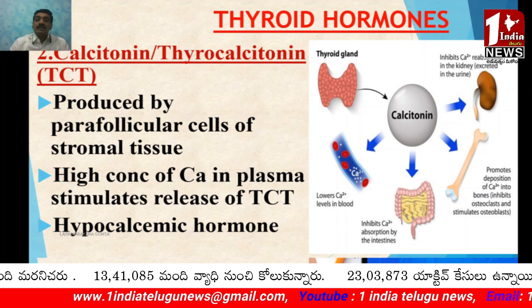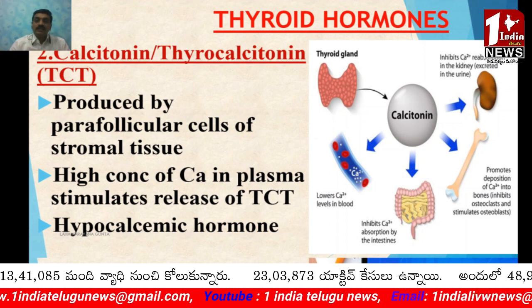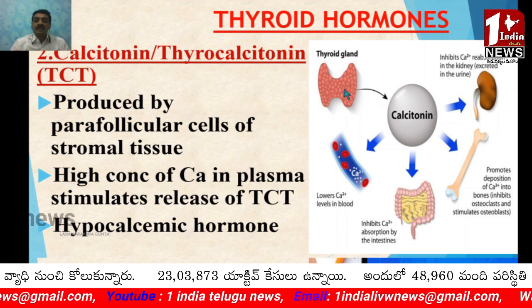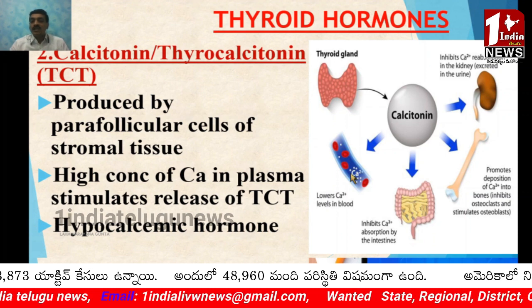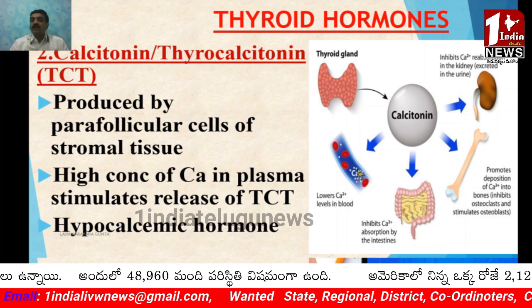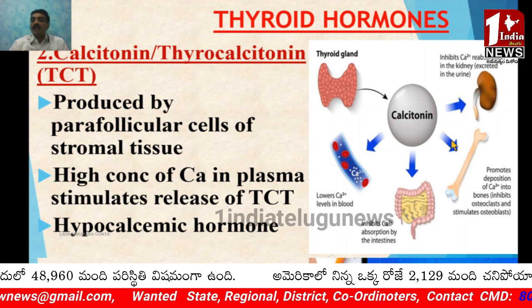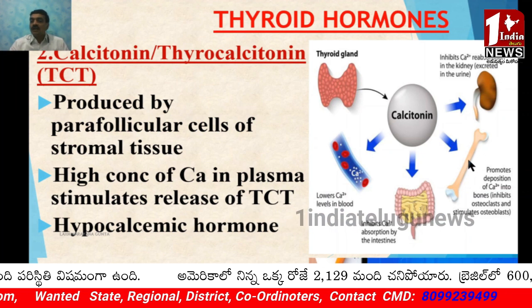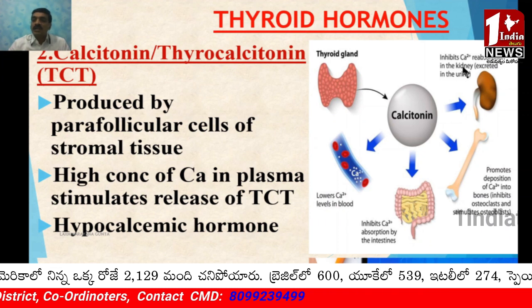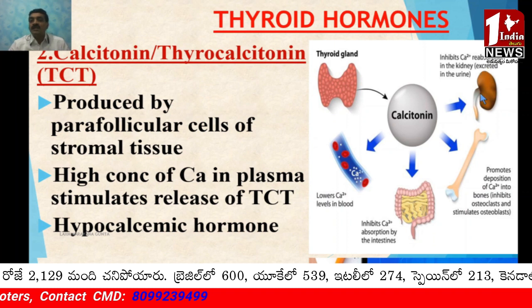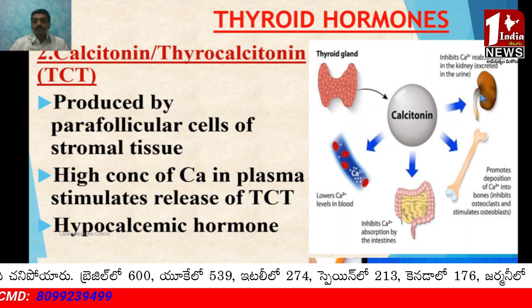As the calcium levels increase, the parafollicular cells release calcitonin. This calcitonin lowers the level of calcium in blood by accumulating the excess calcium onto the bones, and it also inhibits the reabsorption of calcium by excreting it through urine.